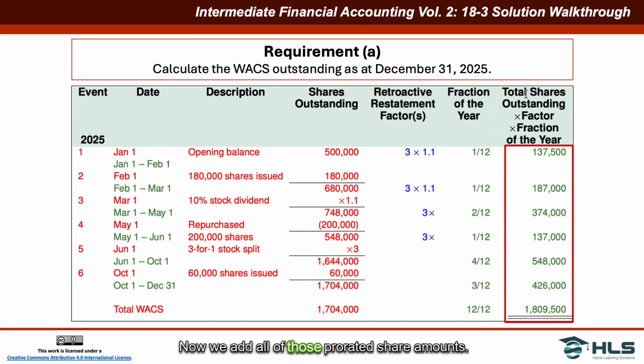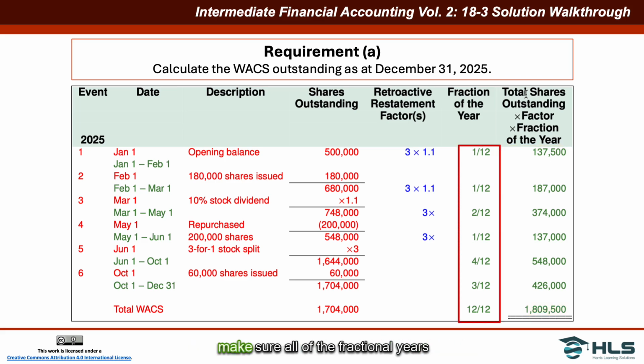Now we add all of those prorated share amounts. We end up with 1,809,500 weighted average number of common shares outstanding. And it's always good practice to double check to make sure all of the fractional years add up to 12 out of 12.